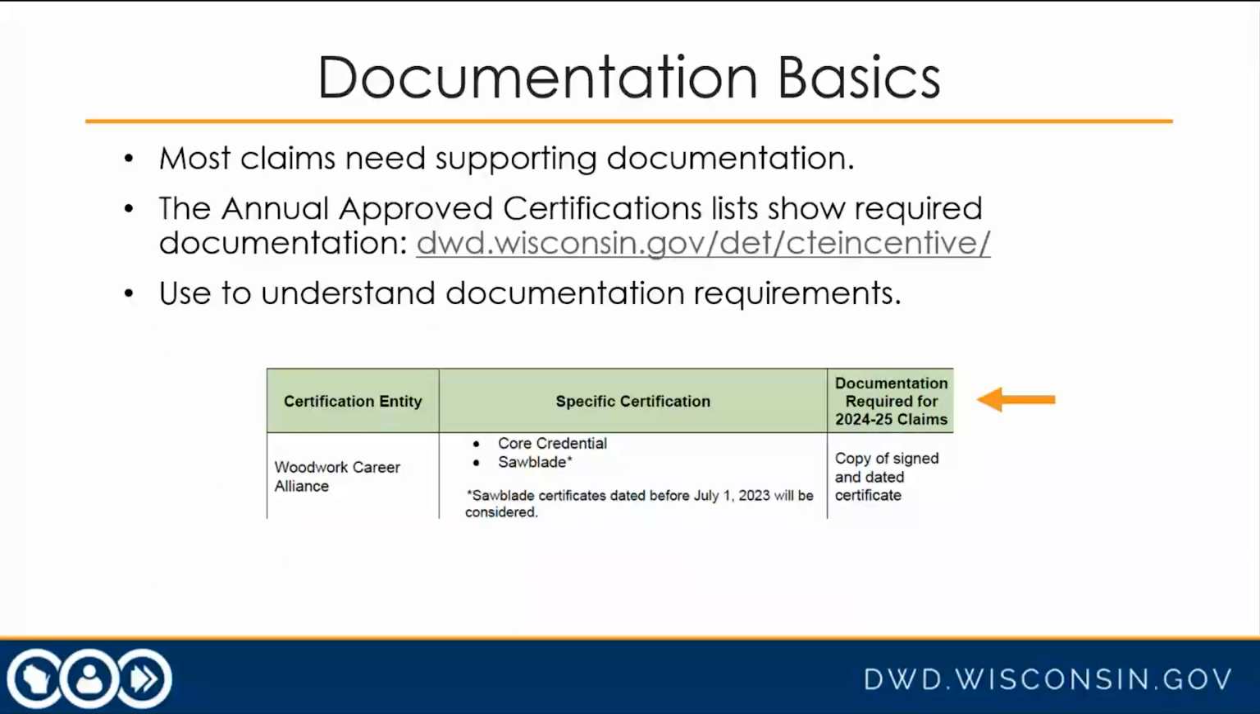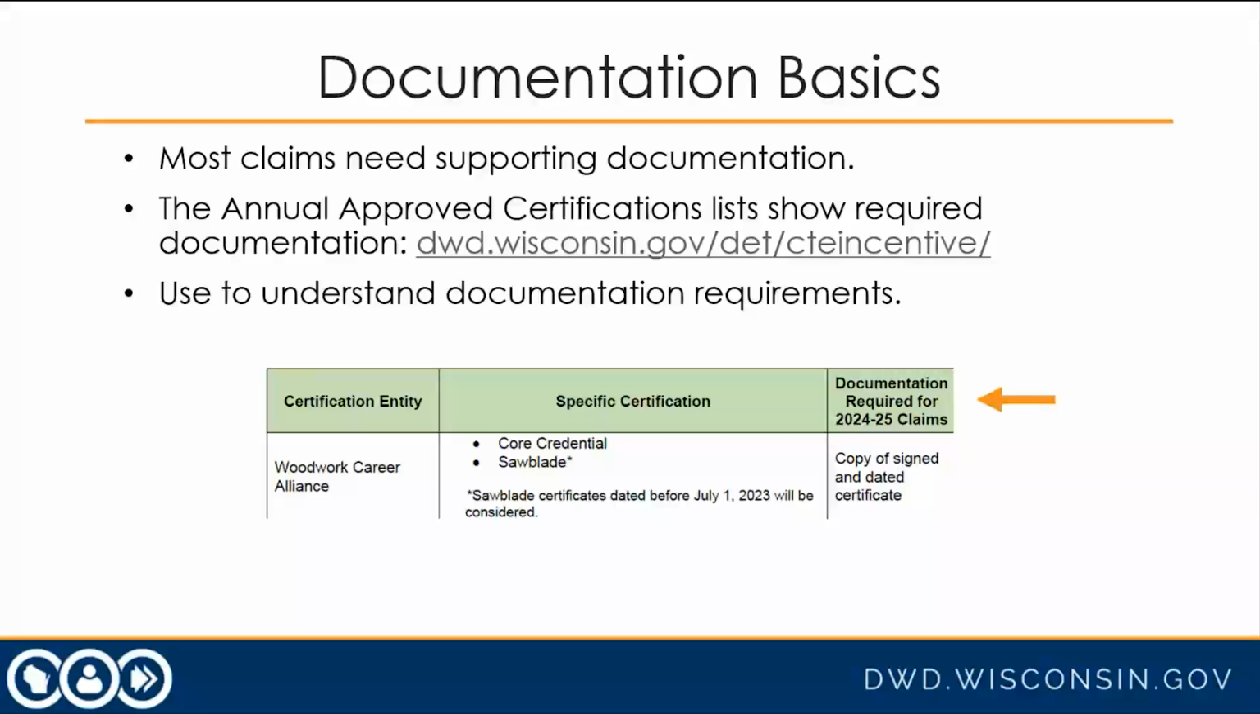Most claims need supporting documentation in the form of a signed and dated certificate from the certification entity that you've selected. A handful of claims require no documentation to be attached to the claim. The annual approved certifications lists show what documentation is required for each specific certification. You can find the lists on the DWD CTE web page. Refer to the list when preparing documents, selecting the options in the portal, and uploading documents.